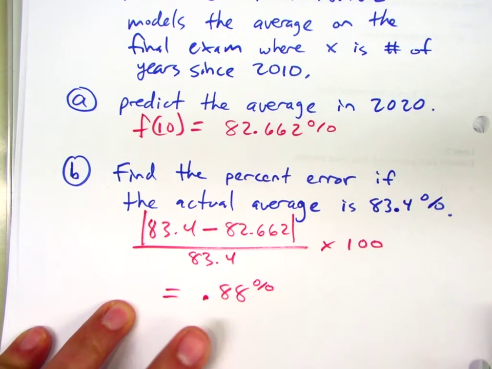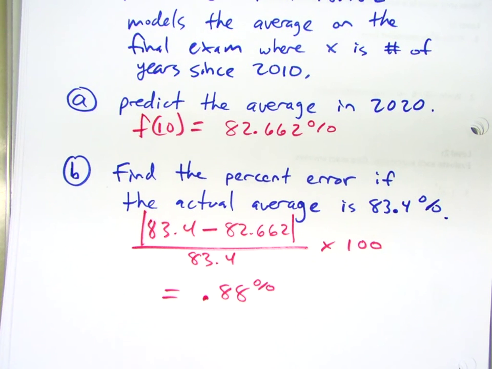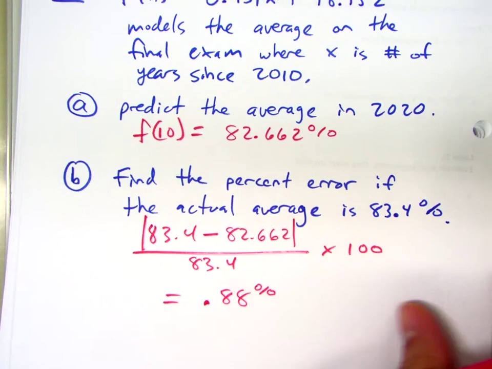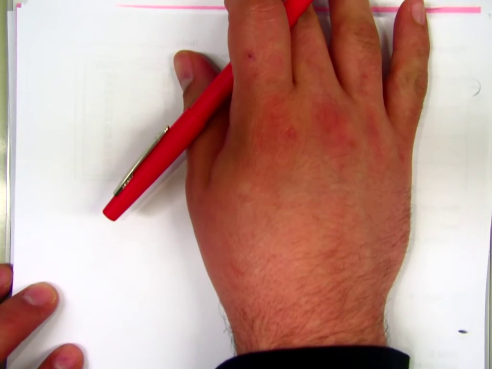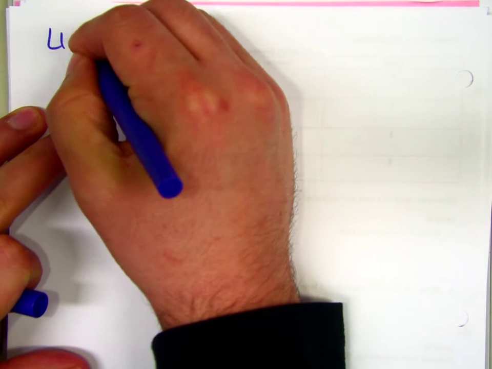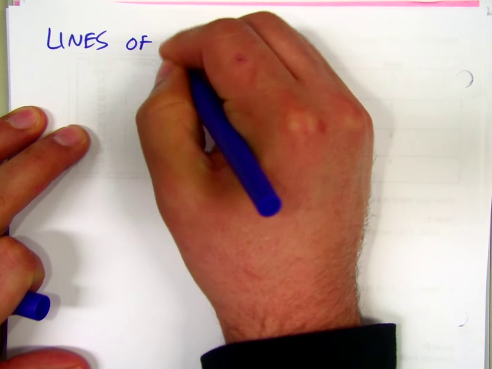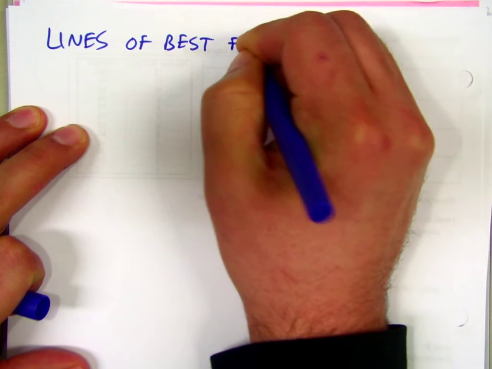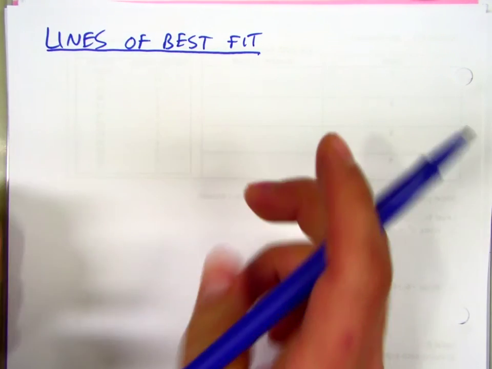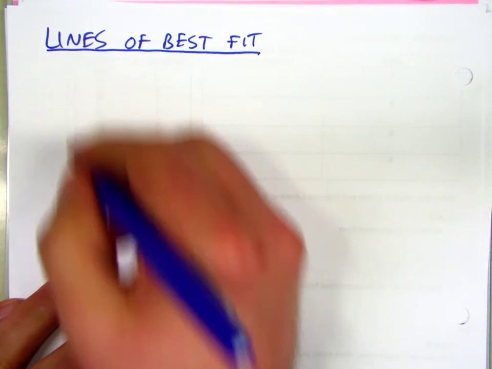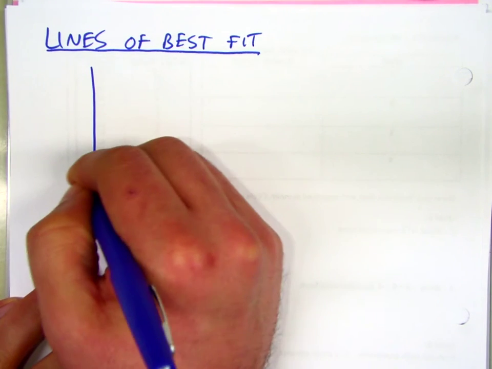The last topic. I like this. This is easy. It's not easy, but it's good. Oh yeah, I can bring cosine and sines into this class. Lines of best fit. I know that you've talked about this in your chemistry or physics classes, but we're going to do better than that.